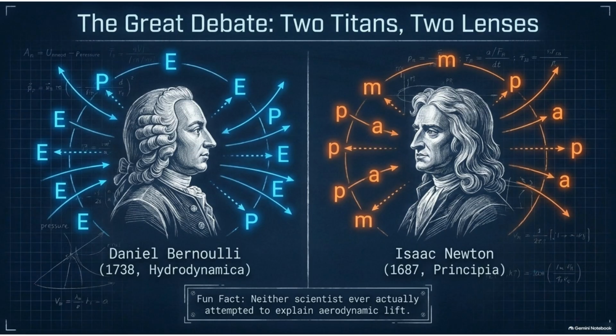To understand flight, physics turns to two scientific titans, Daniel Bernoulli, who framed fluid dynamics through pressure and energy, and Isaac Newton, who described force through momentum. While debate persists over which perspective better explains aerodynamic lift, both provide complementary frameworks for the same physical reality. Remarkably, neither giant ever actually attempted to explain airplane wings. Their fundamental principles were only applied long after their time to unlock the secrets of flight.